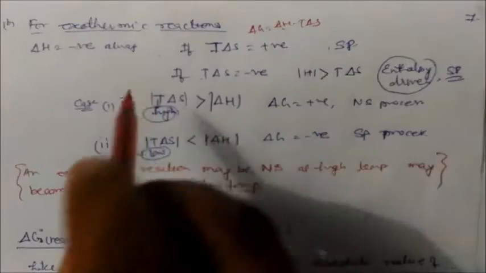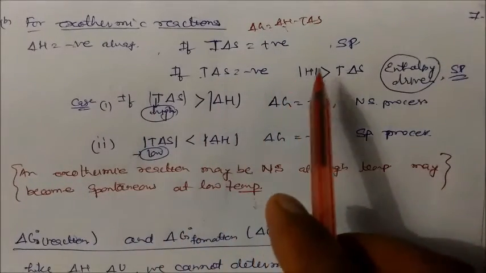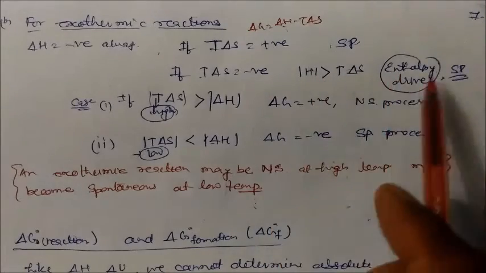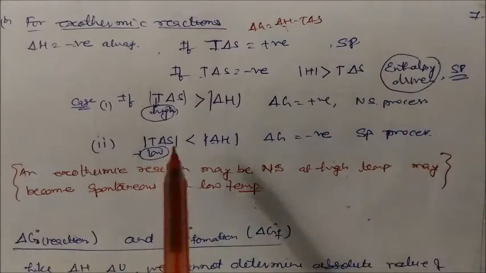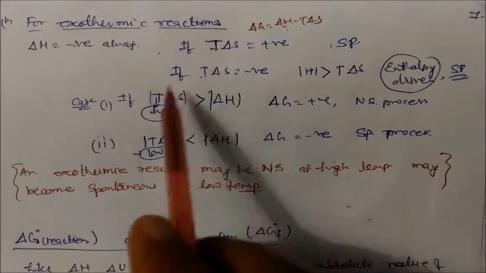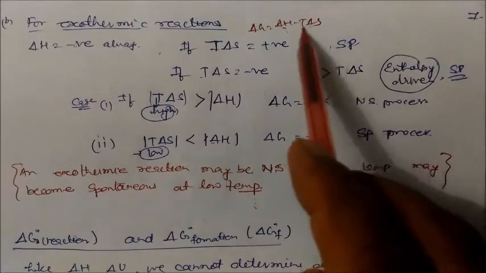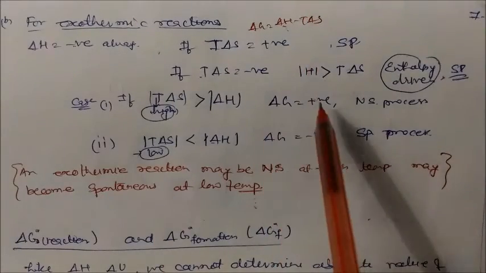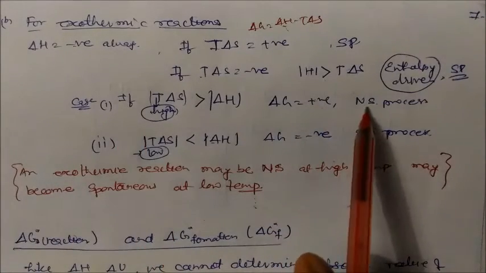If T delta S is negative, then the condition is that the magnitude of delta H will be greater than T delta S. This condition is called enthalpy driven, and the process will again be spontaneous. If the T delta S magnitude is much greater, with a high value, delta G becomes positive. So this is a non-spontaneous process.